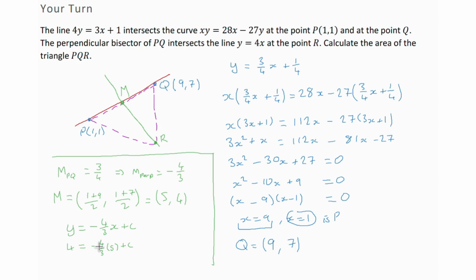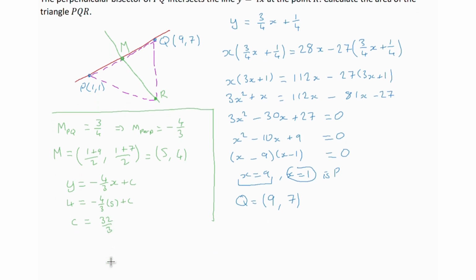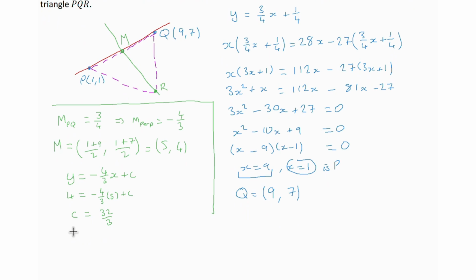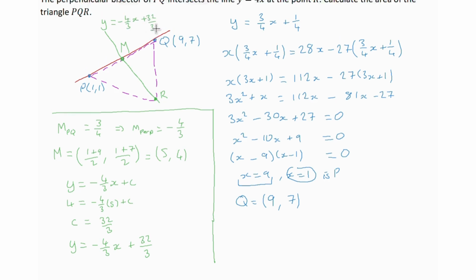Which we're going to solve, and we calculate that to give us a value of c equal to 32 over 3. Once we know that, we can find the equation of that green line, which is y equals minus 4/3 x plus 32 over 3. So that's the equation of this line. This line here has equation y equals minus 4/3 x plus 32 over 3.